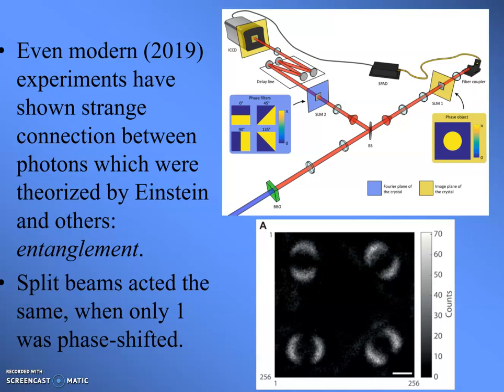Basically, they took a light beam, they split it, and one of the beams, after they split it, they phase shifted it. So basically, they angled it differently, or they shifted what it should do. It's sort of like a change in direction. But when they changed the direction of one beam, it had an effect on the other beam. So there's somehow some crazy connection between the two sets of beams, even though they only affected one. It's really, really weird.